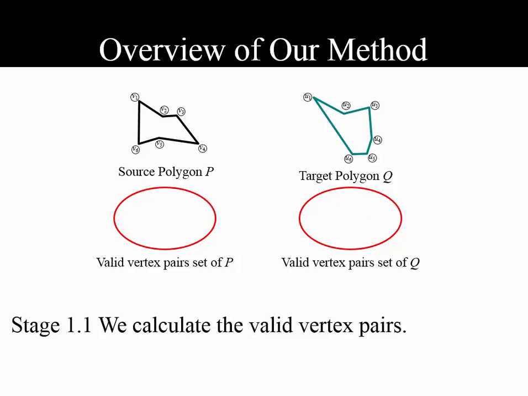We start from the concave vertices, for example, vertex V2 of the source polygon. We then find all the valid vertex pairs for vertex V2, and the valid vertex pairs for vertex V5. Similarly, we find the valid vertex pairs for the target polygon.